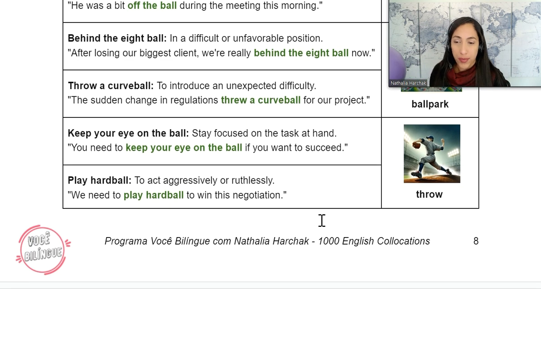Play hardball. To act aggressively or ruthlessly. A person who is ruthless doesn't think about anybody. They don't care about other people's feelings. Some people are very ruthless. They play hardball because they want to get something done. They won't listen to anybody. So, we need to play hardball to win this negotiation. We cannot be flexible, basically.